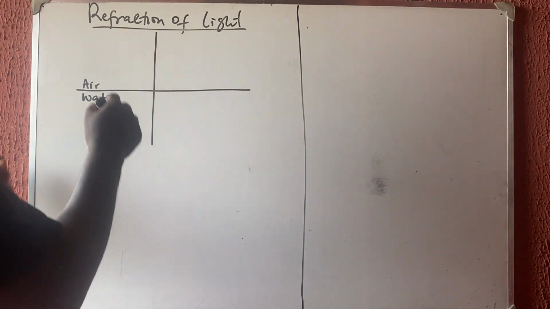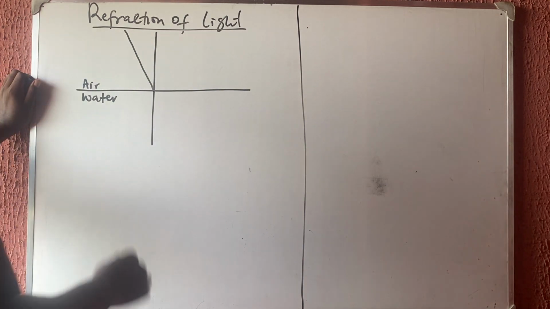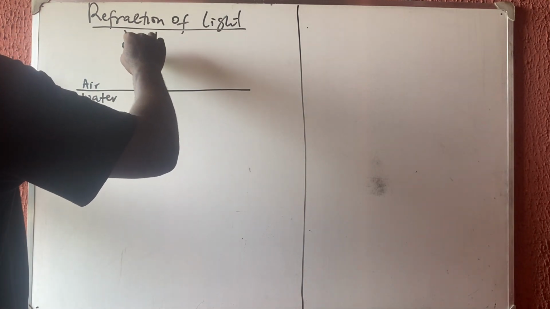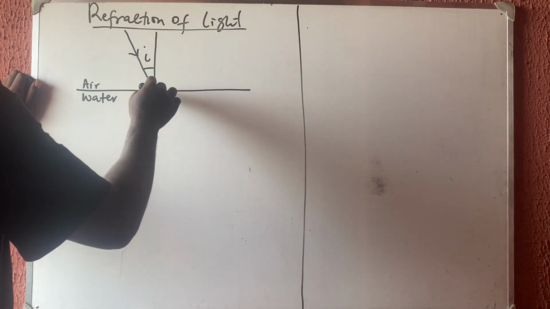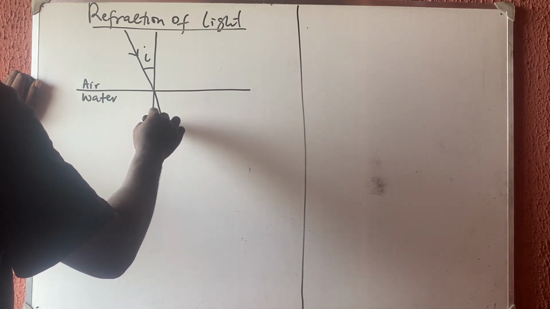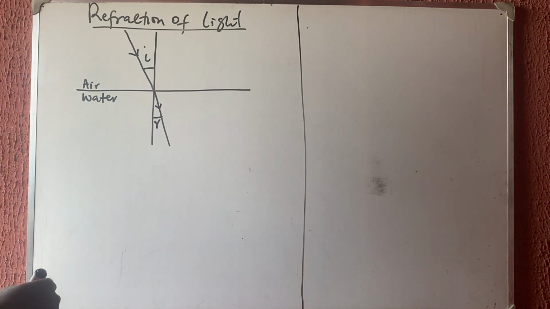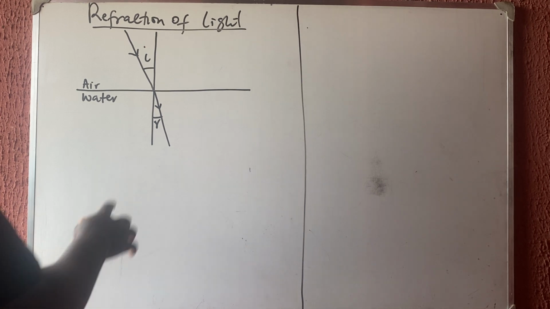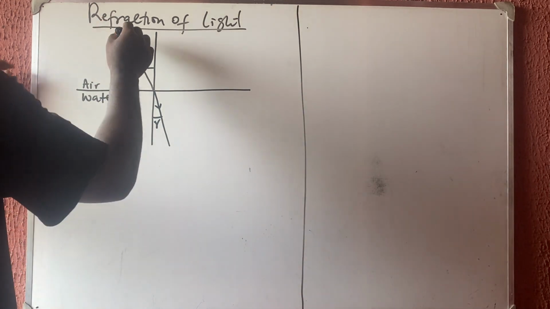Now, if I pass light to this part, I have my incident ray, and then I'm going to have my reflected ray at this point. This is my R, and the light is still moving this way. That is what causes refraction. This is the refracted ray, this is the refracted angle, and this one is the incident ray.